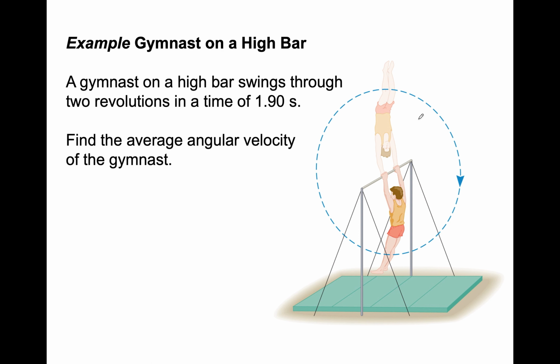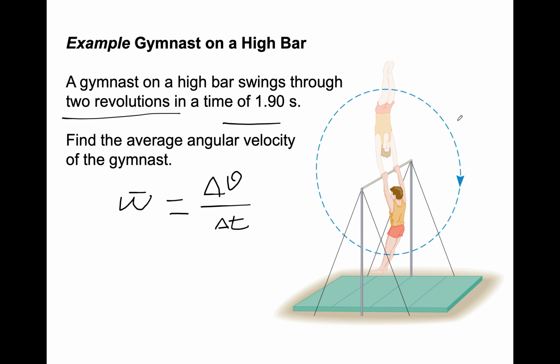Example. A gymnast on a high bar swings through 2 revolutions in a time of 1.9 seconds. What's the average angular velocity? We know the time, and we want to find angular velocity. So we need to find angular displacement divided by the time. We already know the time, we just need to find angular displacement. It tells us 2 revolutions.